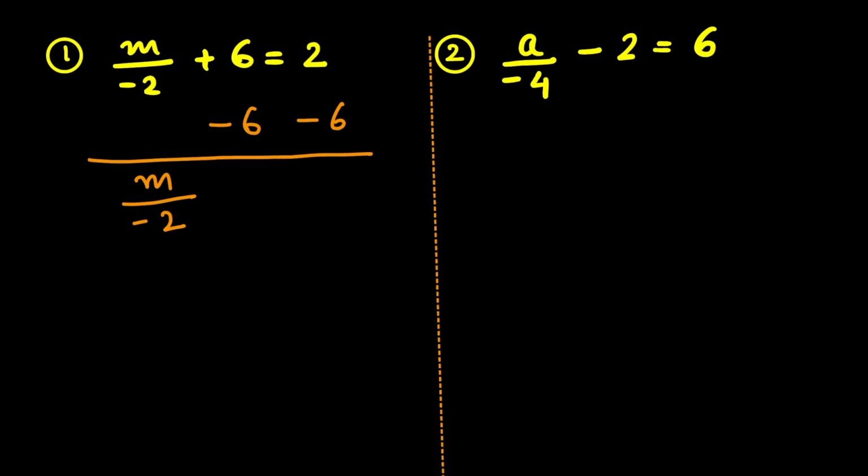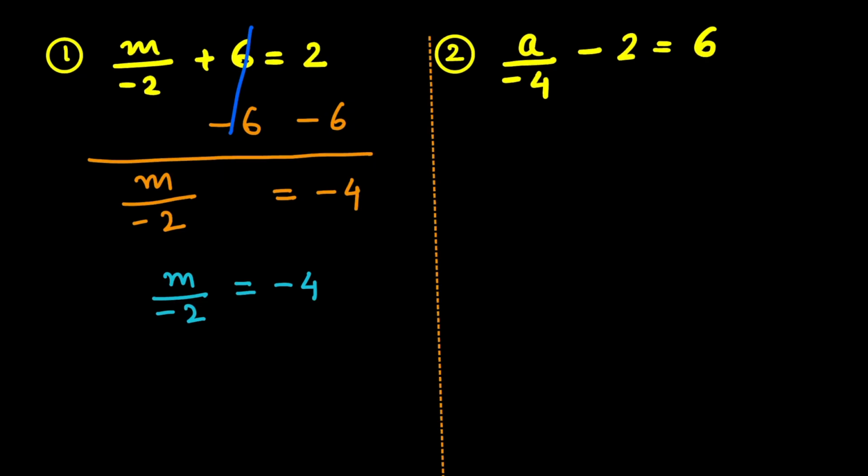This 6 and -6 cancels out. So we get this equals 2 and -6. So it will be -4. So m divided by -2 equals -4.